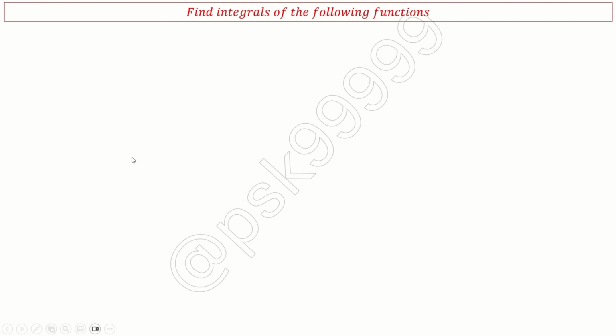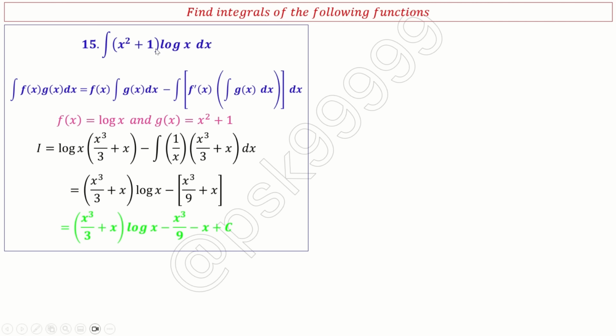Next, integration of x square plus 1 into log x, which again we will do similarly. Log is above the algebraic function, so f of x is log x, g of x is x square plus 1. You will do it the same way, and you will again get a very simple algebraic integration, which is nothing but x cube by 9 plus x finally. So this is my overall integration.